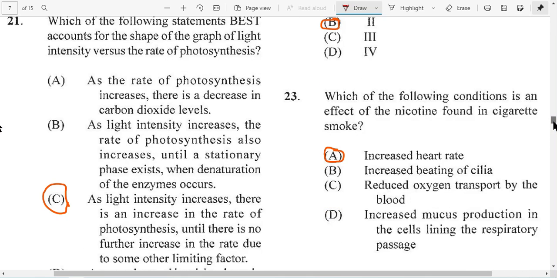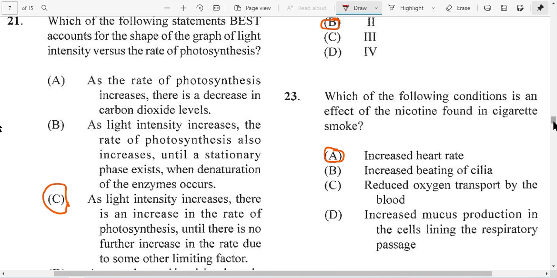So B is going to be your answer there. All right, so for 23, which of the following conditions is an effect of nicotine found in cigarette smoke? Increased heart rate is going to be the answer there.